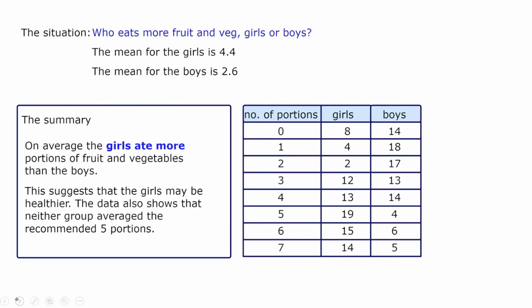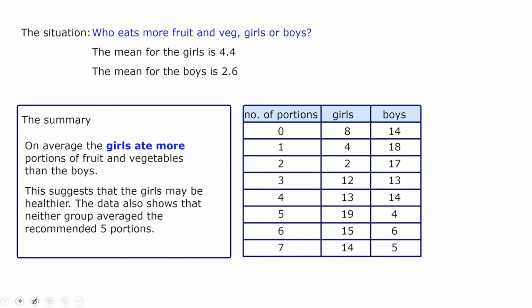Okay, so here then, if we were testing a hypothesis, who eats more fruit and veg, girls or boys? You can see here that on average girls eat about 4.4 for this set of data, and the boys on average ate 2.6. Okay, and that then would allow you to go ahead and compare data, and you may want to look at more. But that's the beauty of working with averages from day-to-day life.